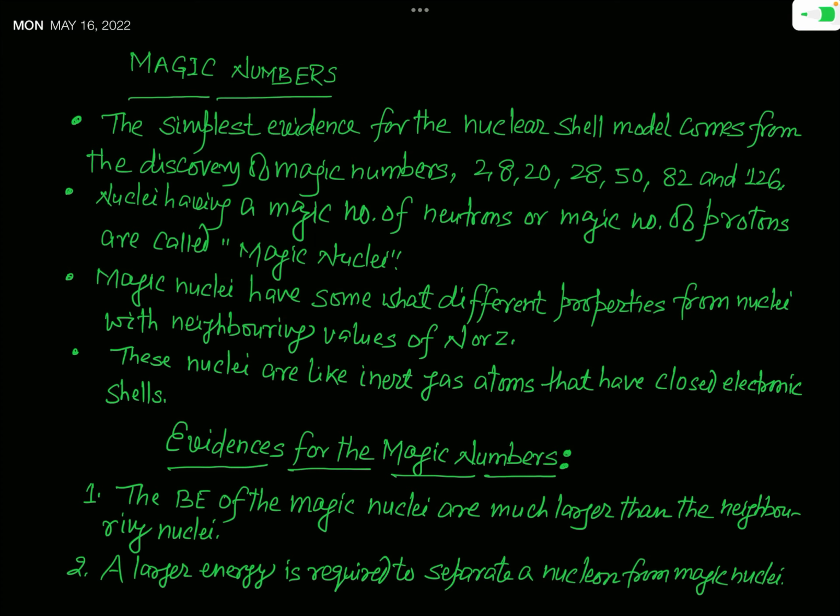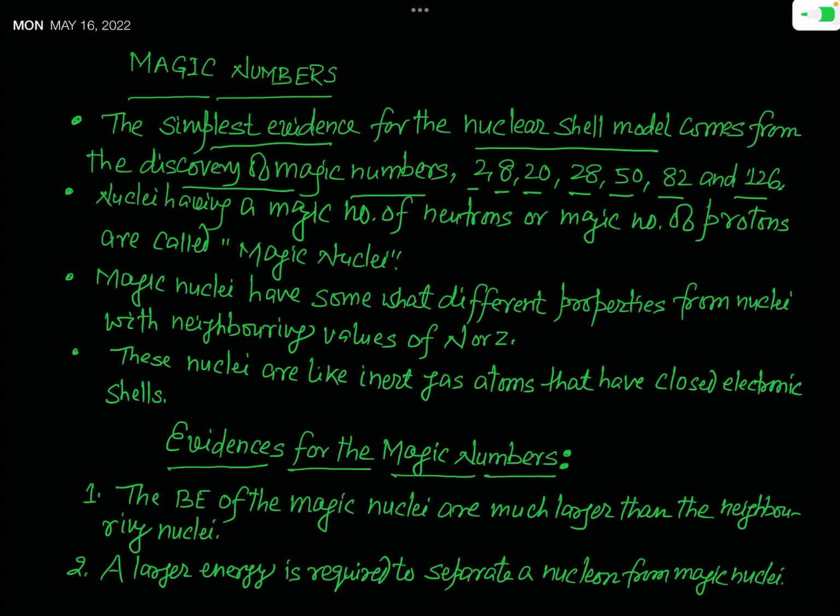So first of all, we will see the evidence for the nuclear shell structure, and in this regard we will first see the idea of magic numbers. The simplest evidence for the nuclear shell model comes from the discovery of magic numbers. And what are these magic numbers? These magic numbers are 2, 8, 20, 28, 50, 82 and 126. You must remember these numbers. These numbers are called magic numbers.